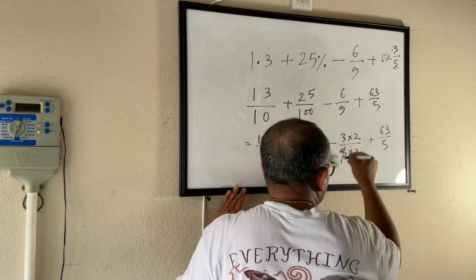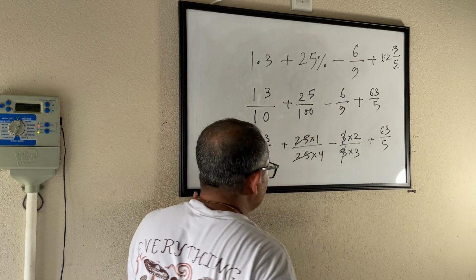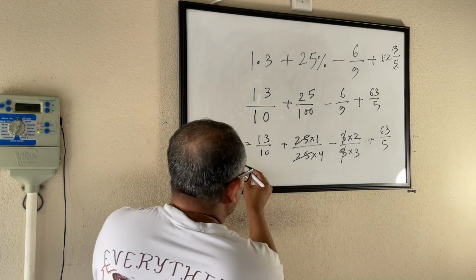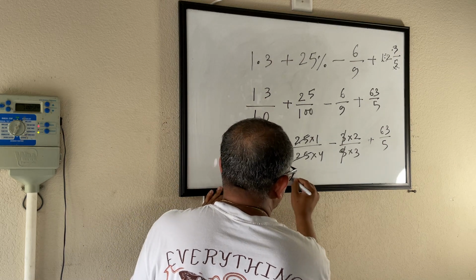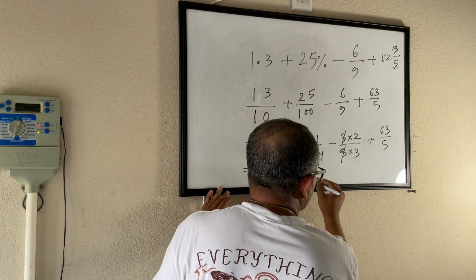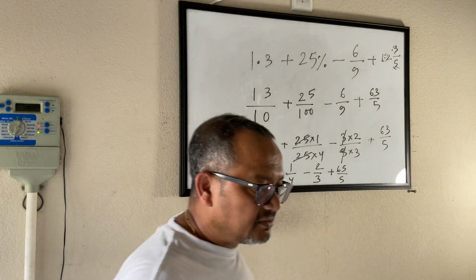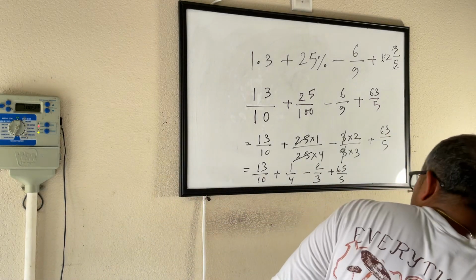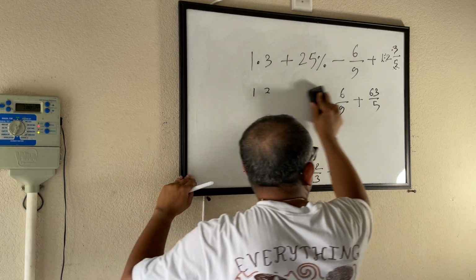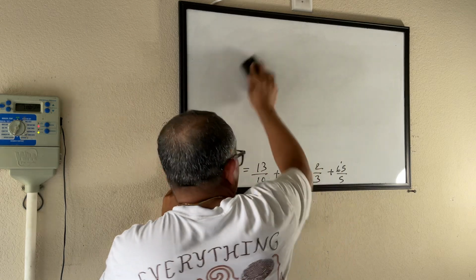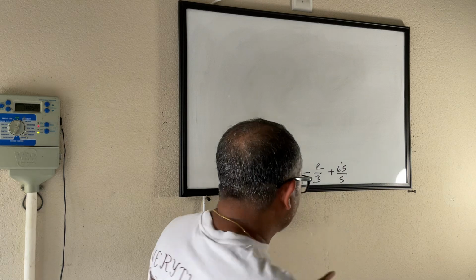Now, let's play. 3 and 3 I will knock off. 25 and 25 I will knock off. See, this number became much smaller. So I have 13 over 10 plus 1 over 4 minus 2 over 3 plus 63 by 5 over 5. Much more relieved, much easier looking numbers to deal with. Let me create some real estate here to deal with this. So I have 13 over 10, 1 over 4, 2 over 3, 63 over 5.